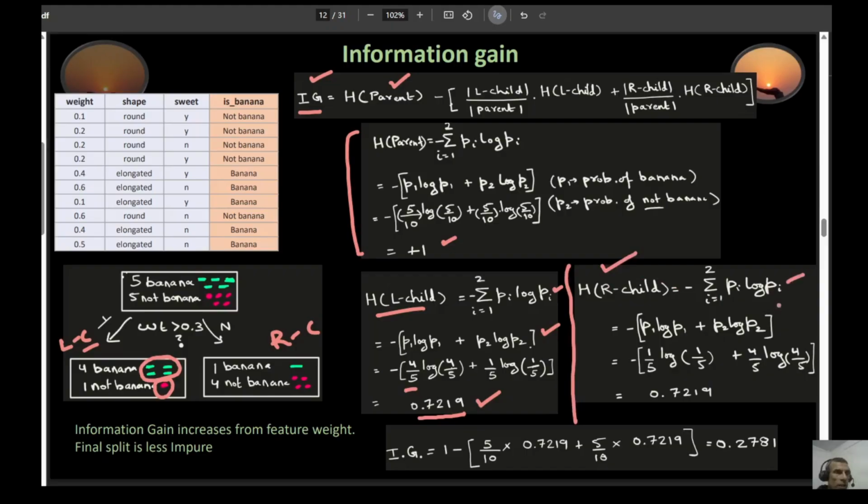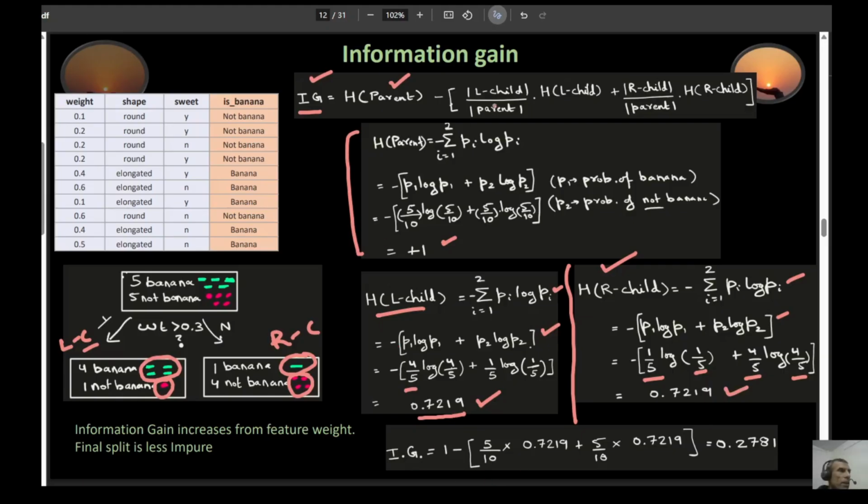Likewise, you can calculate the entropy of your right child, which is right here. So expand this expression, put in a value for P1 and P2. In this case, my P1 would refer to the probability of banana. There's only one banana, so it's going to be 1 over 5. And probability of not a banana would be 4 over 5 because this is 4 right here. So it's going to be 4 over 5 over here. Substituting the expression comes out to be this answer.